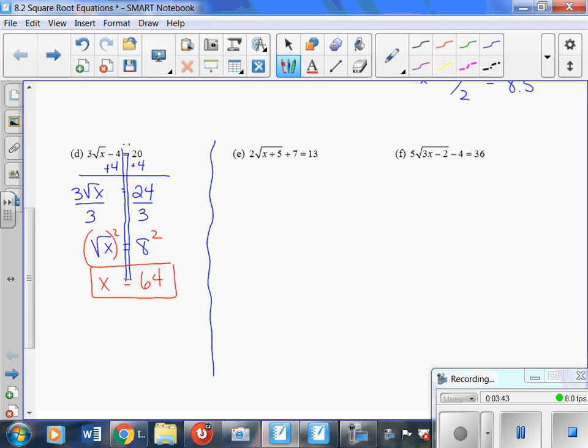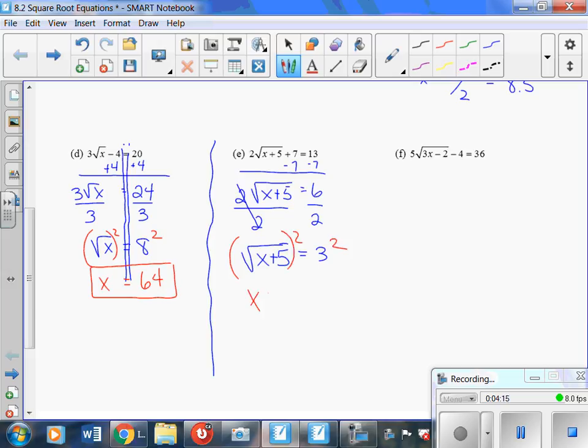E, same thing goes. So the first thing I'm going to do here is subtract 7 from both sides. And I have 2 rad x plus 5 is equal to 6. Divide both sides by 2. These cancel. And I get rad x plus 5 is equal to 3. Now I'm going to square both sides. And I get x plus 5 is equal to 9. And x is equal to 4.